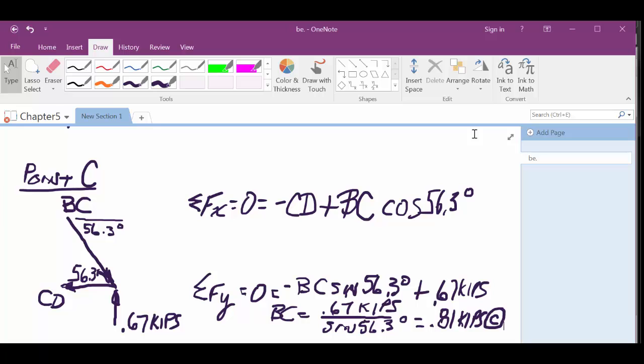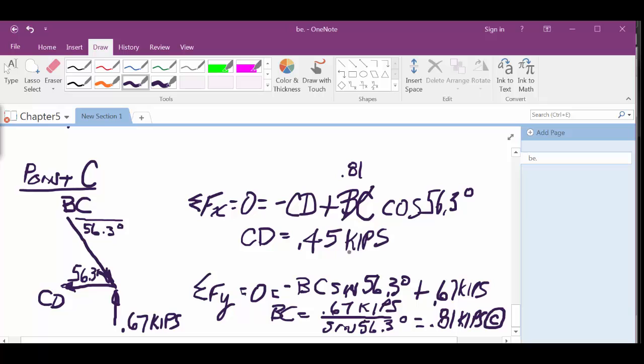So what, Jeff? Same thing as normal then, you just plug in the BC to 0.81 up into the force of X. You go up here, you plug the 0.81 in here. That was BC, right? So it's 0.81. Now CD goes to the other side of the equation. So it's 0.81 times the cosine of 56.3. 0.45 maybe. Yeah. Kips. It came out a positive value, right? Is that correct? Okay. So CD we said was in tension, so it is in tension.